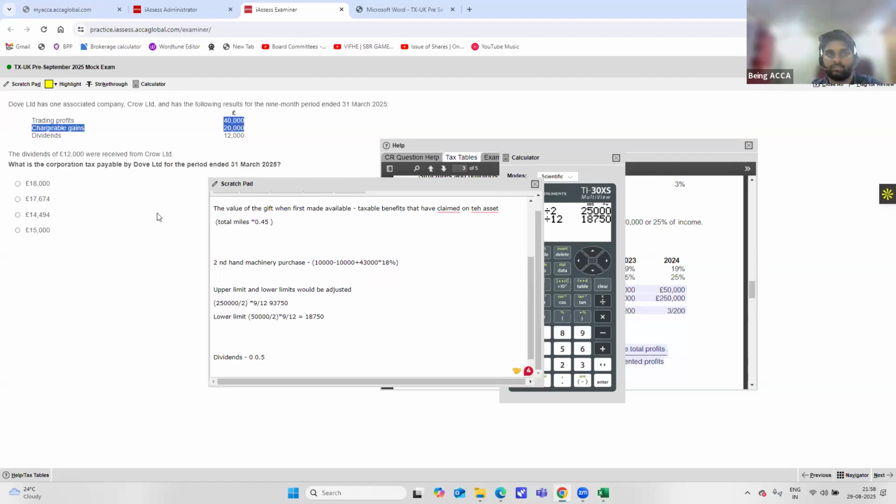Clear on this so far? Now, because our income is lying between 18,750 and 93,750, we will have a marginal relief that should be claimed. So that is exactly how we will be calculating the corporation tax payable on Dove Limited. Understood so far? Everything clear so far? Any doubts?